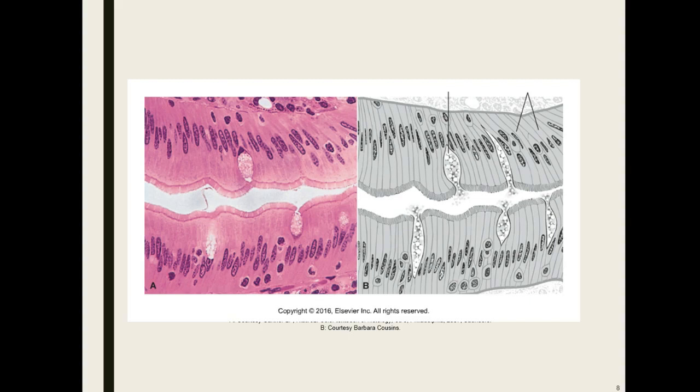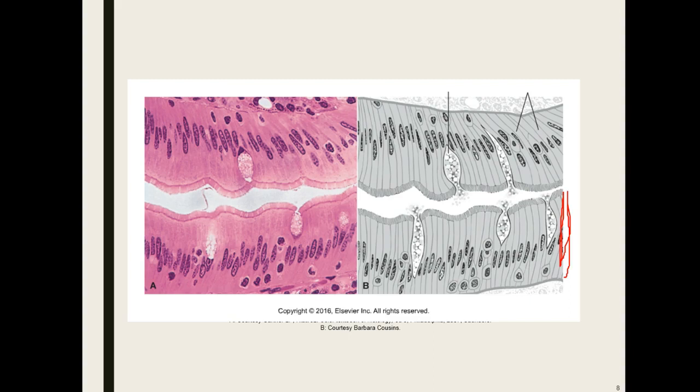Here is a simple columnar tissue. So simple meaning that there's just that one layer. Sometimes with the columnar, it's a little difficult to tell because they do stretch so high up there, but it is just that one layer of cells.